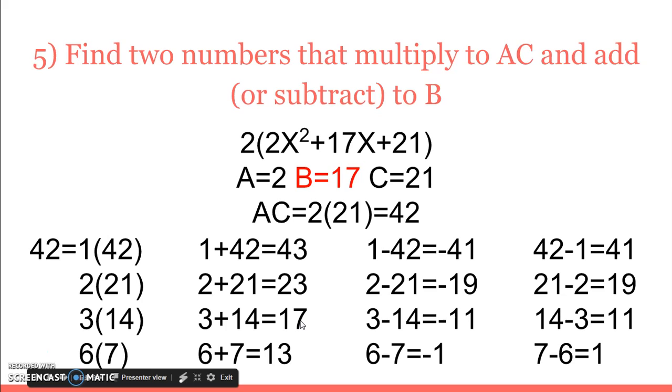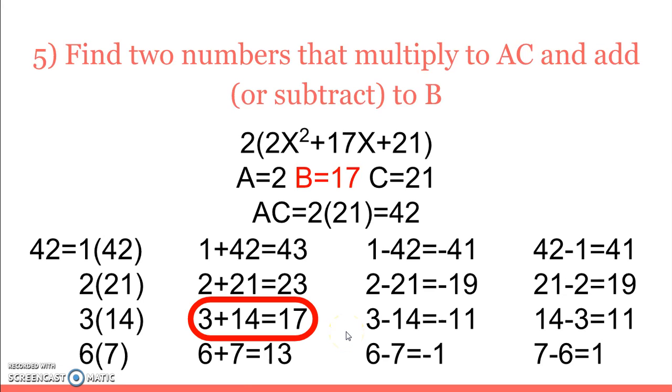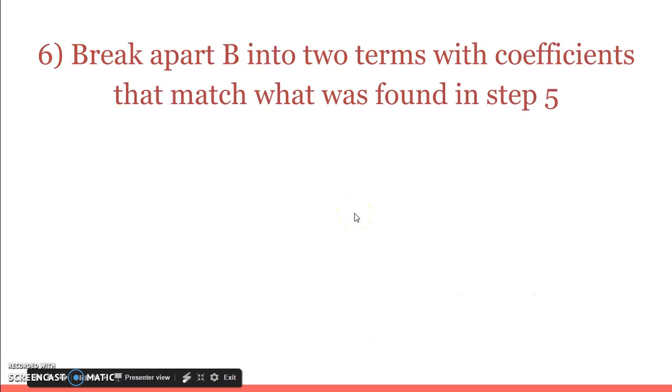However, for every example, you're not going to have to calculate all of the options. You're just going to want to calculate the ones that are going to be close to it until you find the right one. So for this example, our correct answer is 3 plus 14, and that gave us 17. We want to remember that it was 3 plus 14 because we're going to use that as we break apart b into 2 different terms. And we're going to use that 3 and 14 as our coefficients.